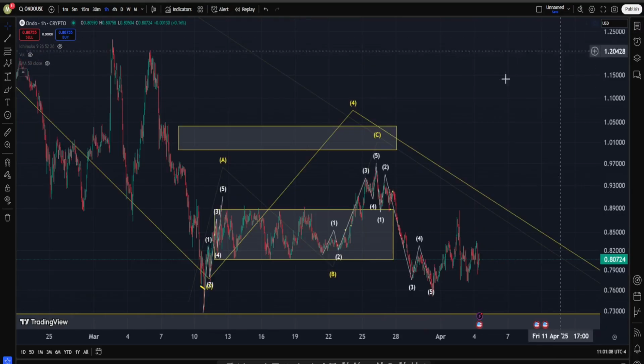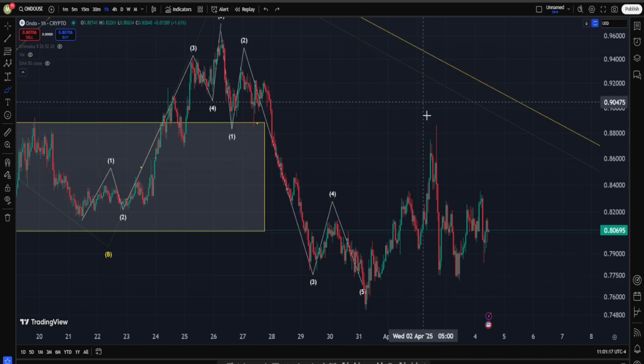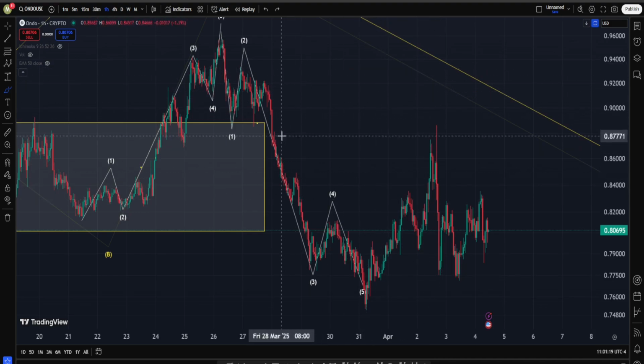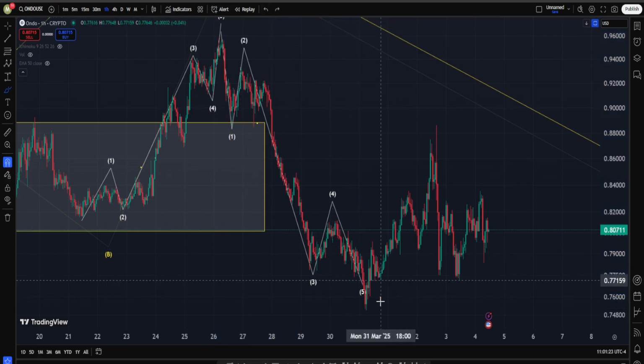Okay, hi everyone, welcome back, and in this update we are going to check out ONDO's price chart. If you remember, in the previous video we were right in here and the idea was that we are going to have some sort of a move up, because it seems that we are on our way to complete a 1 2 3 4 5 wave impulsive structure down.